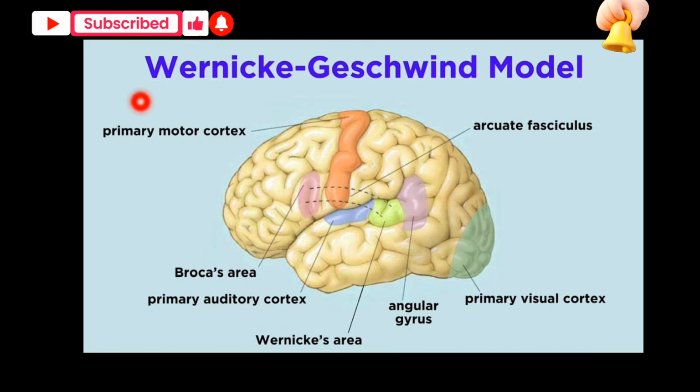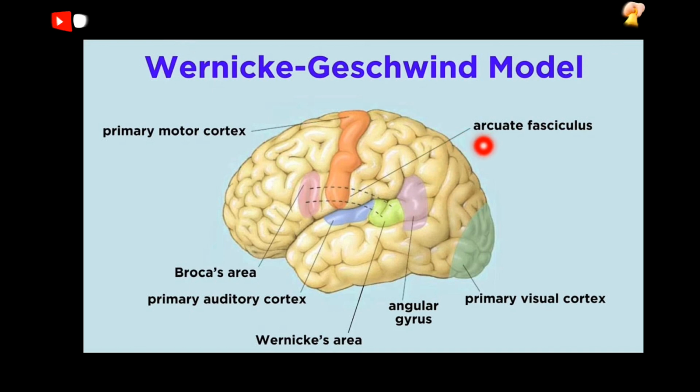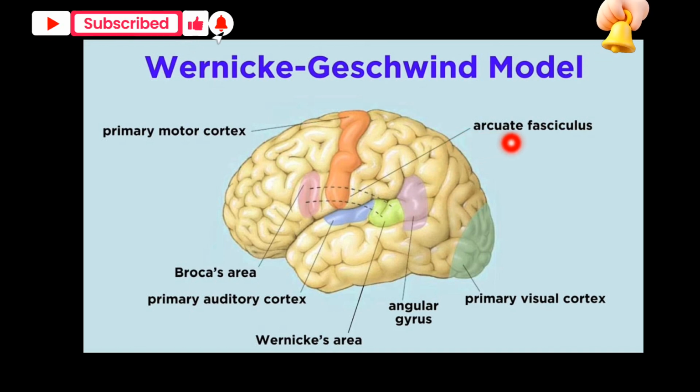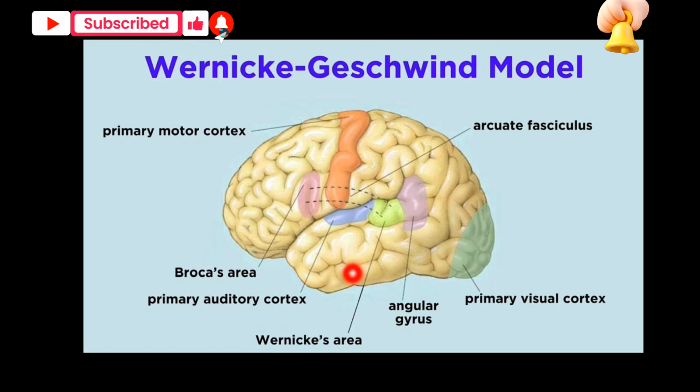You can see here in the Wernicke's model that the primary motor cortex is here, and here we have the facialis, and here we have Broca's area, here we have primary auditory cortex, here we have angular gyrus, primary visual cortex, and Wernicke's area. This is Wernicke's area.